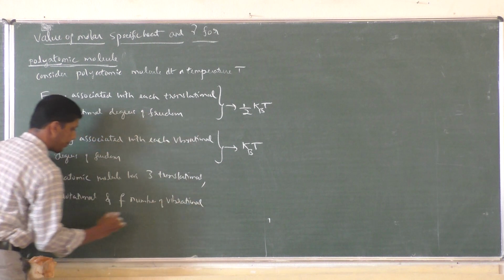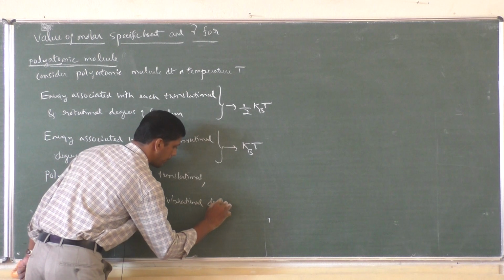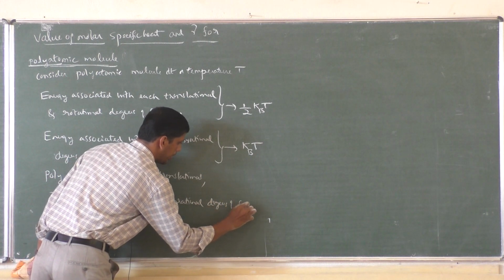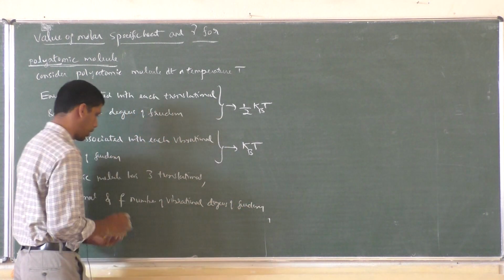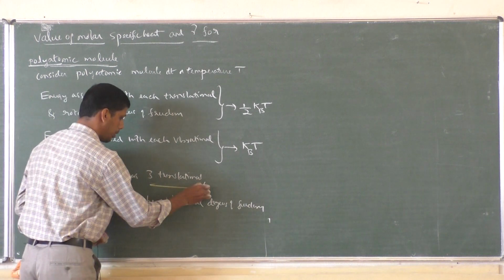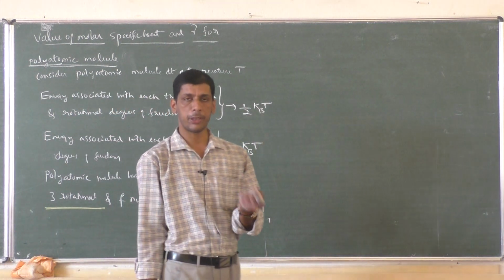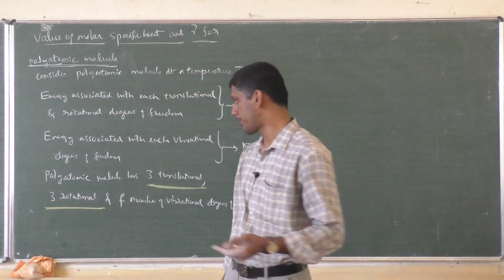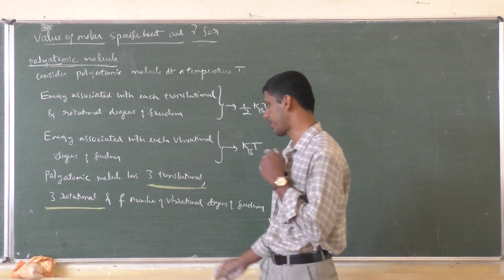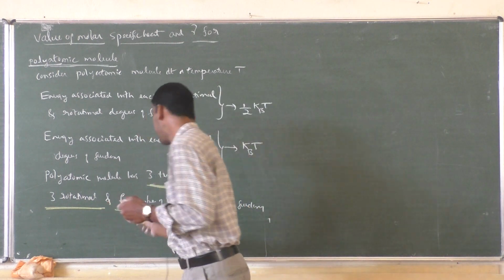F number of vibrational degrees of freedom. This is very, very important. It will have 3 translational and 3 rotational degrees of freedom. A diatomic molecule will have 2 rotational degrees of freedom, but this will have 3 rotational degrees of freedom, and it will have an F number.